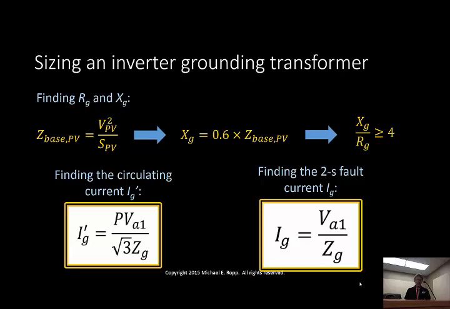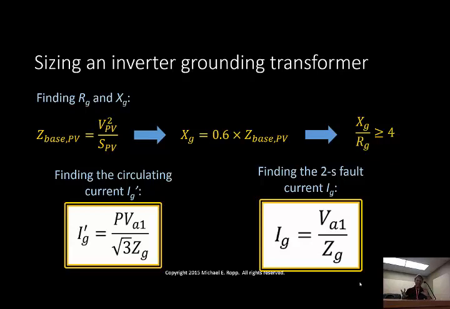What we do is you find the base impedance of the PV plant, and you do this in the usual way. You take the interconnection voltage squared divided by the apparent power rating of the PV plant. And because we're talking current here, you want S, not P, if the inverter is operating at non-unity power factor.